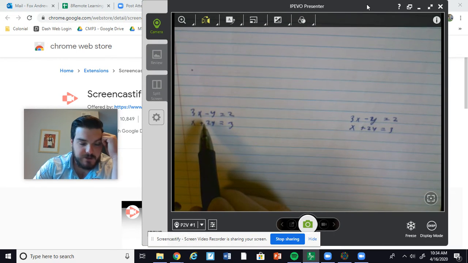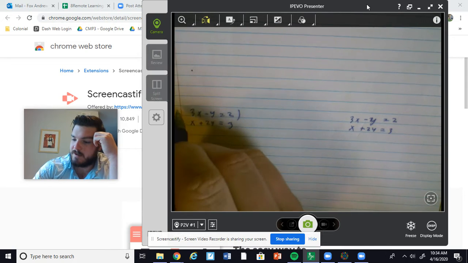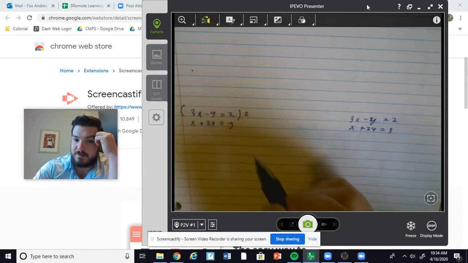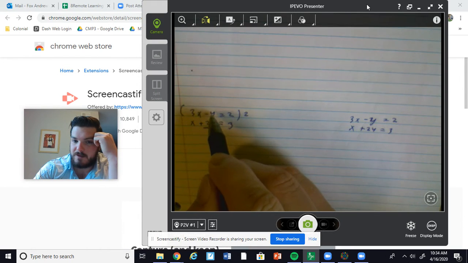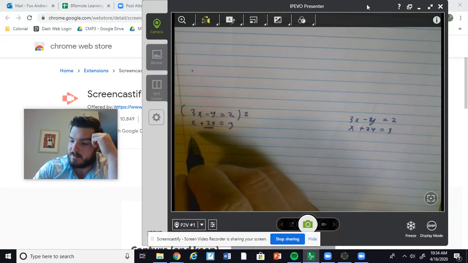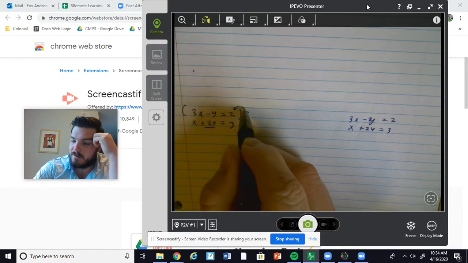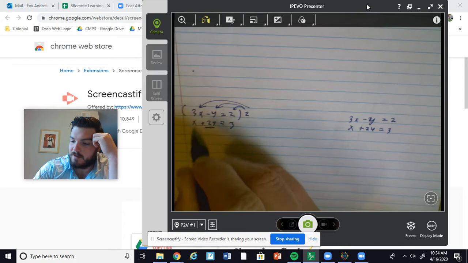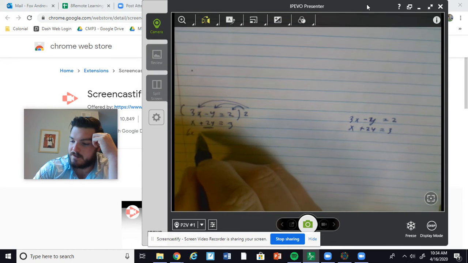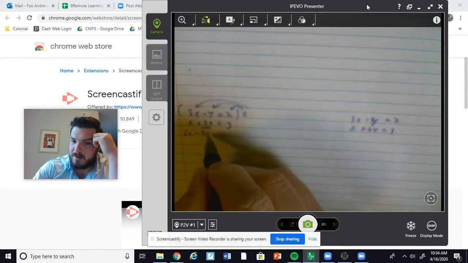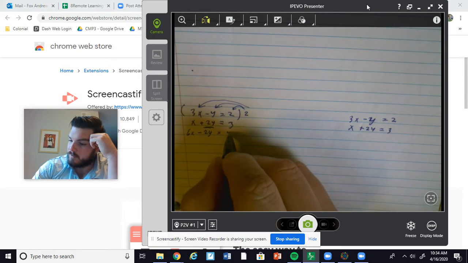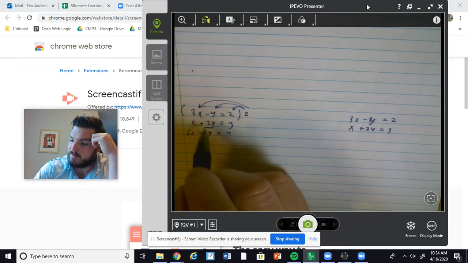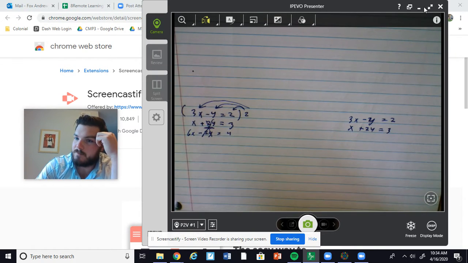So what we're going to do instead is multiply this piece by positive 2, because I see that here is 2y and that's negative y. So if I just multiply this whole thing by 2, these two will be able to cancel easily. So my 2 goes to here, here, and here. So I would get 6x minus 2y equals 4.